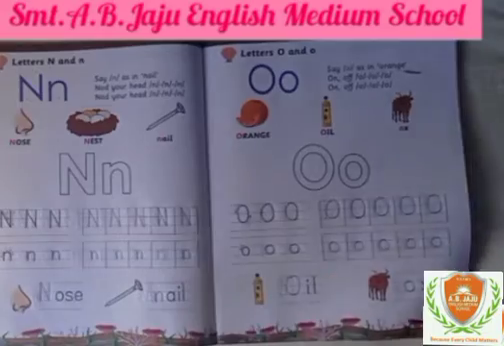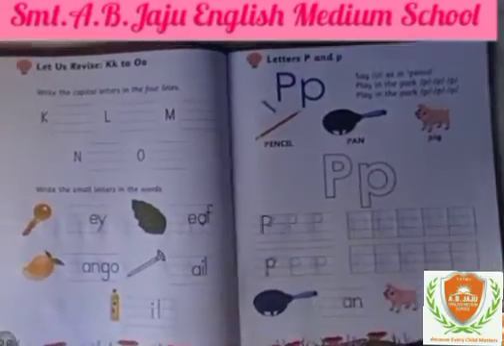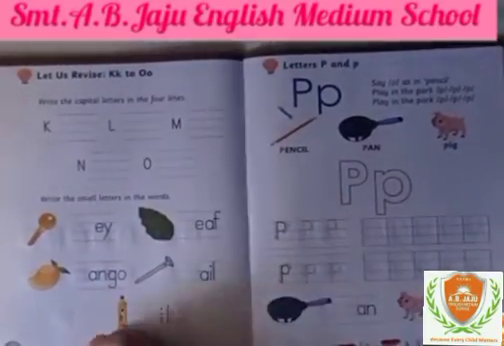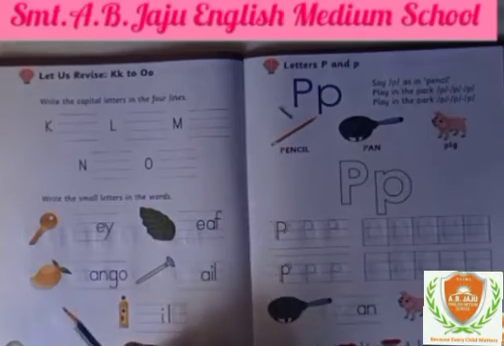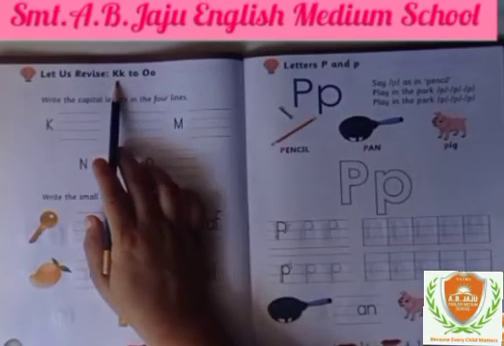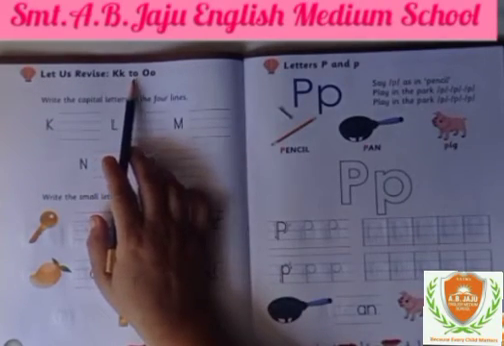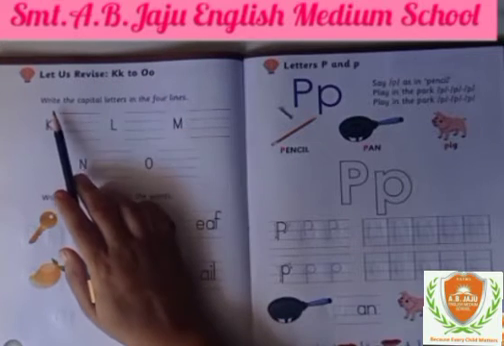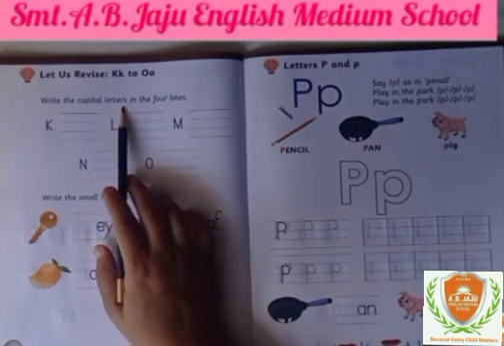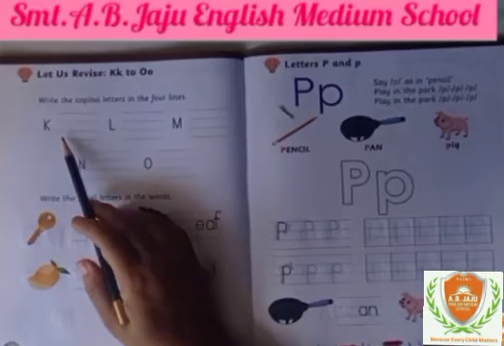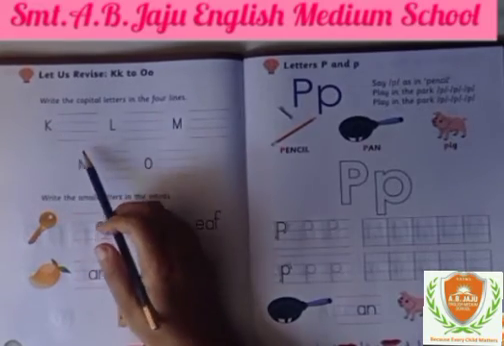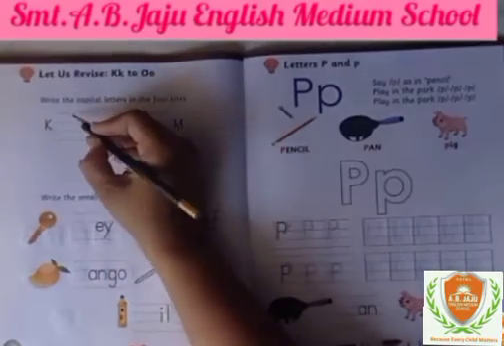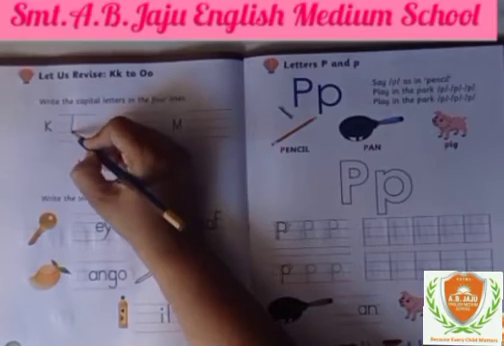Okay. Now turn the page. Let us revise. Page number 28. Let us revise capital K, small k to capital O, small o. Write the capital letters in the four lines. Now here all are capital letters. Now we have to write down here capital the same.